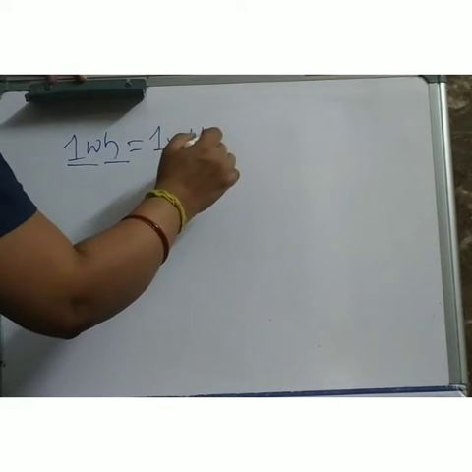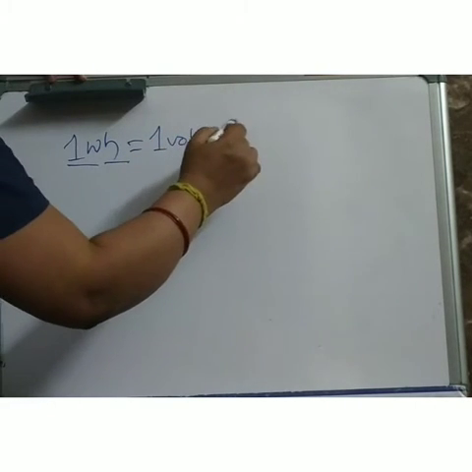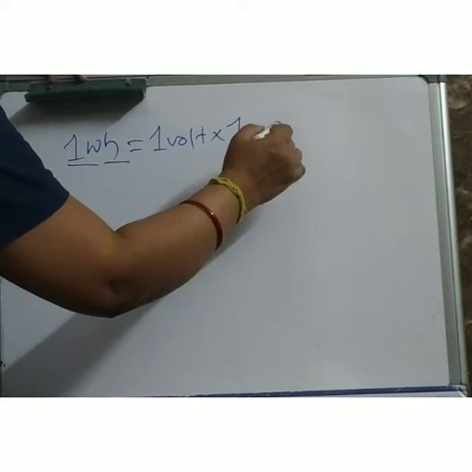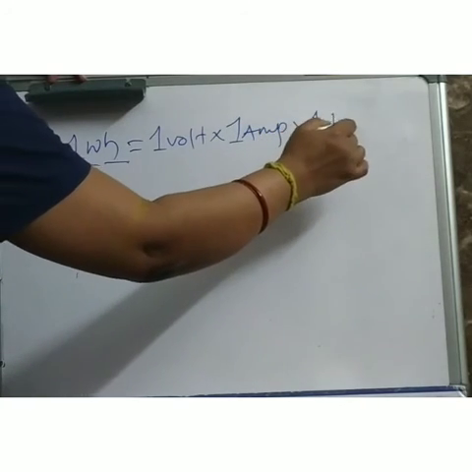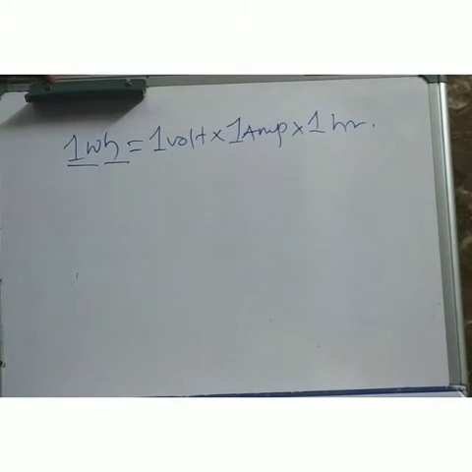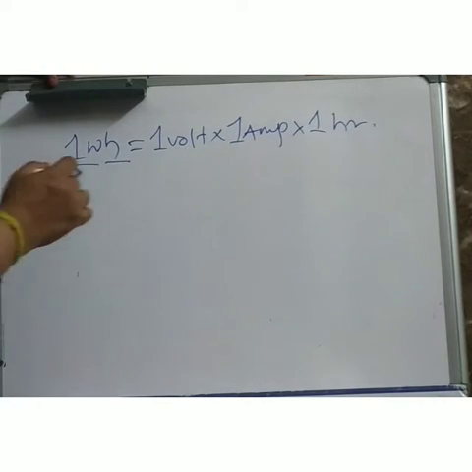Already we have discussed. So 1 volt, I is 1 ampere, time is 1 hour. So what is 1 kilowatt hour? Just divide by 1000, and you will get your 1 kilowatt hour. Hope I am clear.